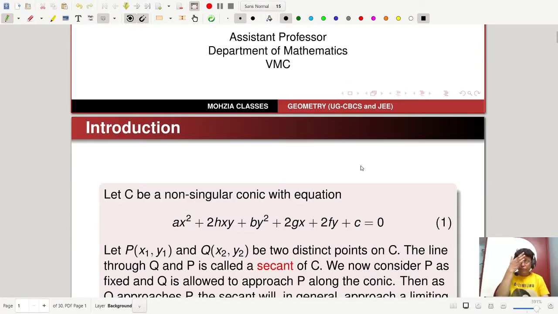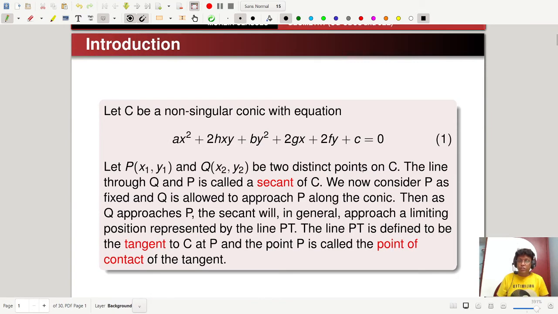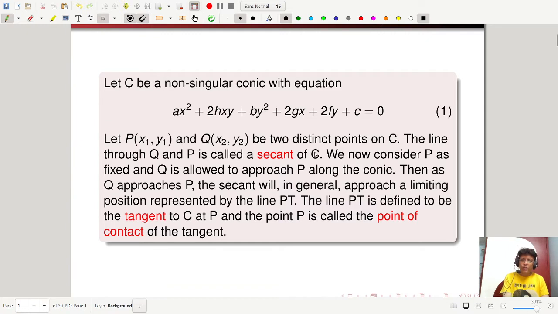So what do you mean by tangents? That will be the first question. Let us consider a non-singular conic, the general equation of second degree: ax squared plus 2hxy plus by squared plus 2gx plus 2fy plus c equal to 0. This is the general equation of second degree, or you can say this is a non-singular conic. And let P, Q be 2 points on C. P is (x1, y1), Q is (x2, y2).